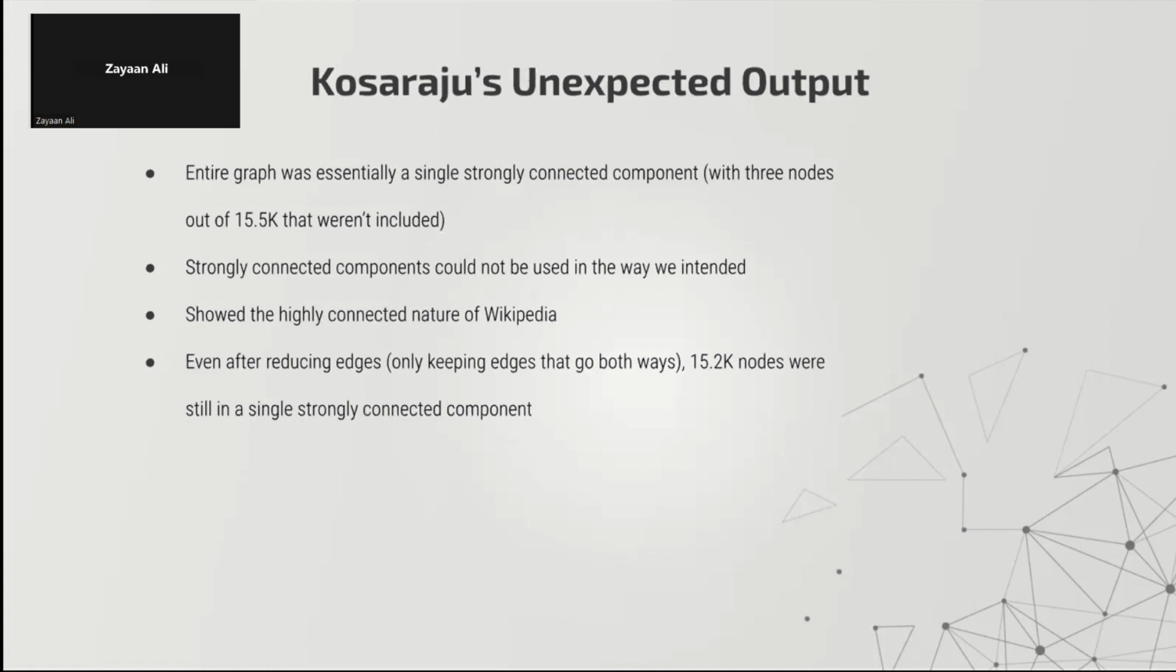So unfortunately, we also had some unexpected results when running Kosaraju's algorithm. For one, the entire graph was basically one strongly connected component, with about three nodes of the 15.5K that weren't included. And even after getting rid of all the one-way edges, the majority of the graph was still a single strongly connected component. And it wasn't possible to return the other strongly connected components because the set of strongly connected components was pretty much the entire trimmed data set. And this kind of just shows how connected every article is on Wikipedia. And if you go on a tangent long enough, you can pretty much get to any article.